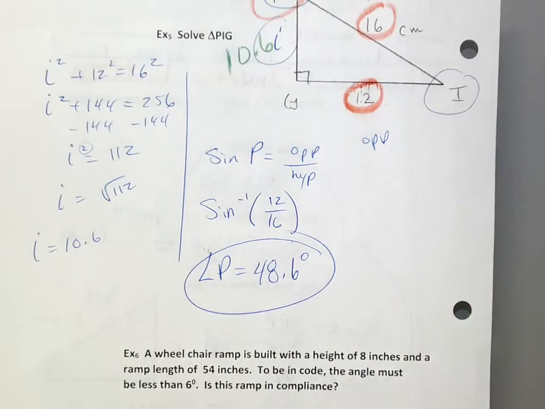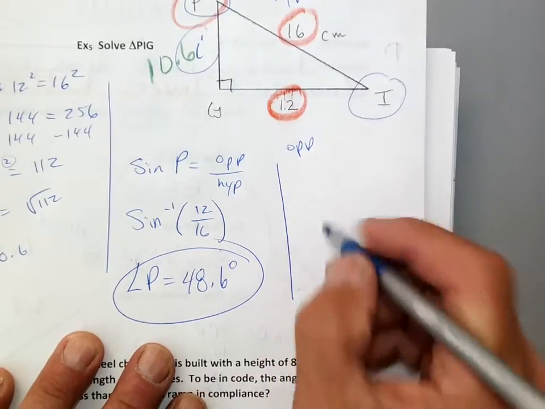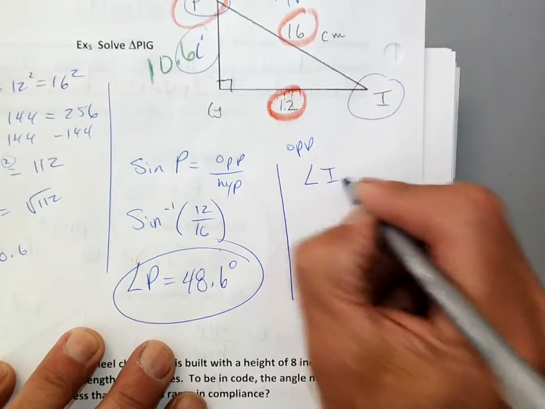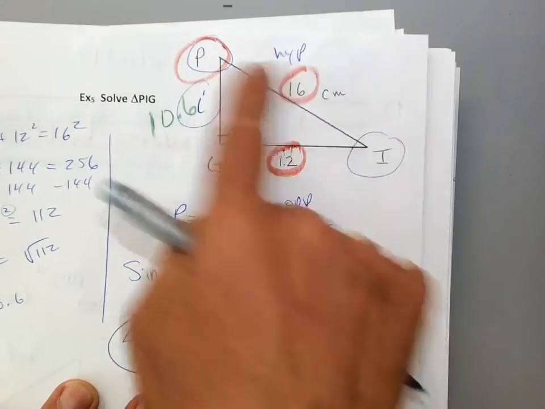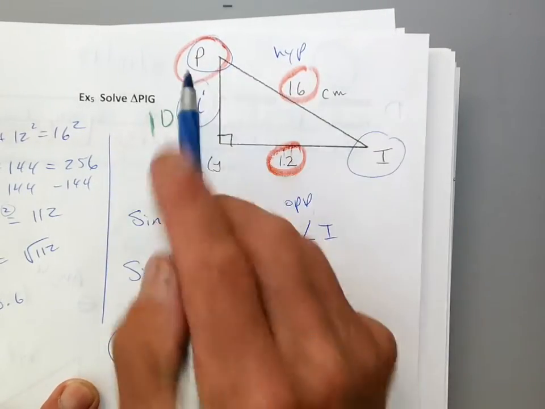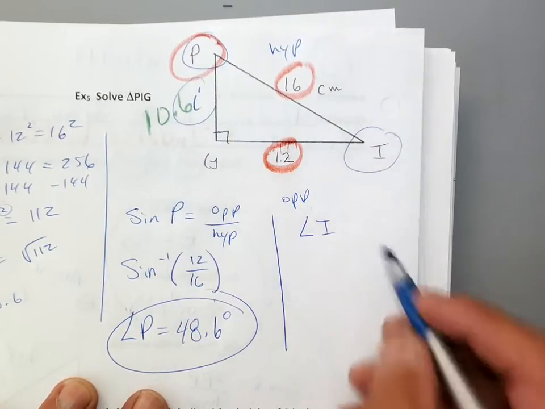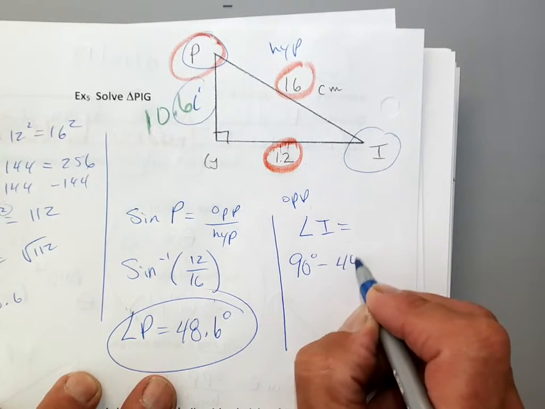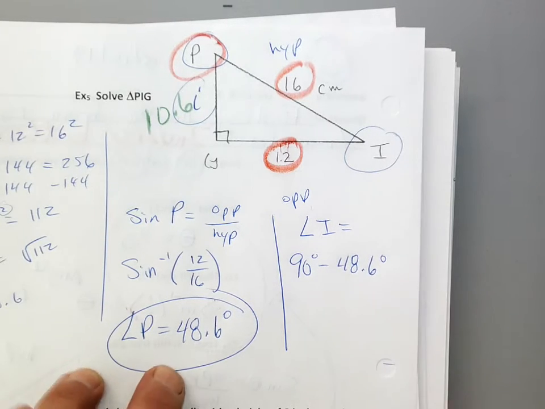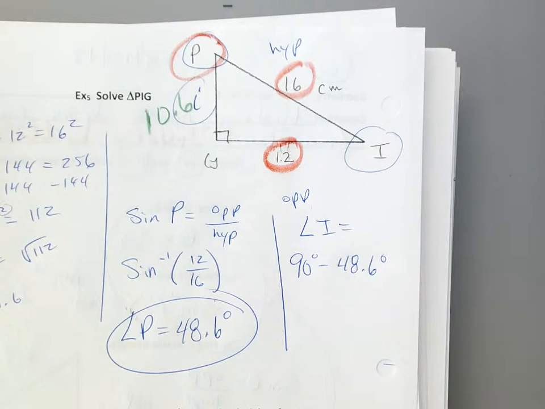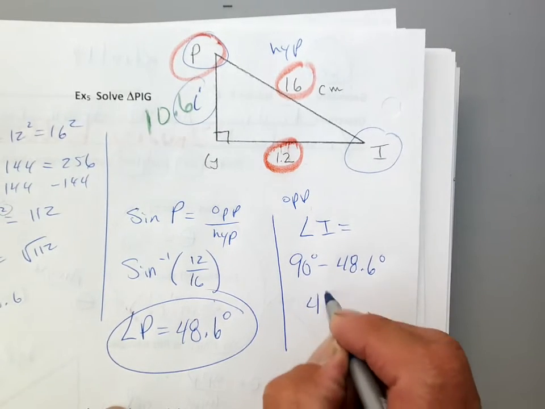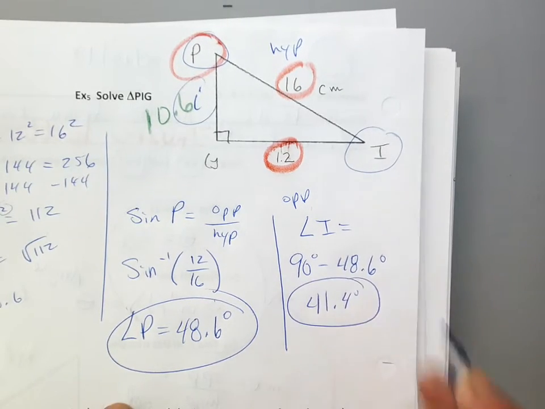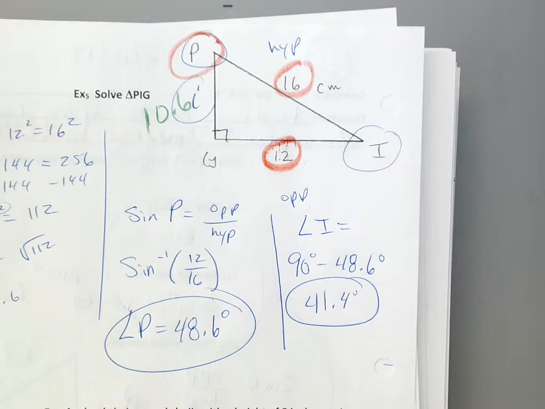What about angle I? Angle I is easy. Don't we just subtract it? Right, because these two angles add up to 90, right? They have to, because the whole thing's 180. So angle I is just going to be 90 degrees minus my 48.6 degrees. So 90 minus 48.6, and I got about 41.4. That's okay. What do you think? Easy.